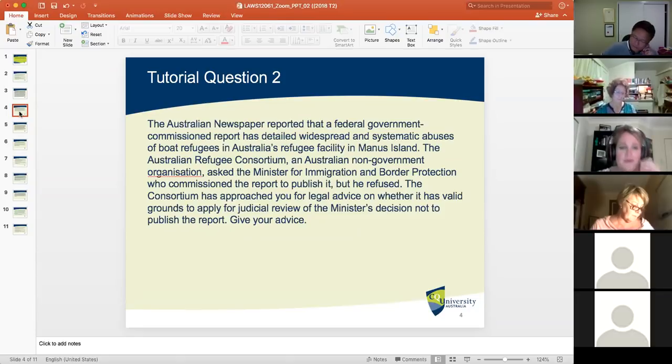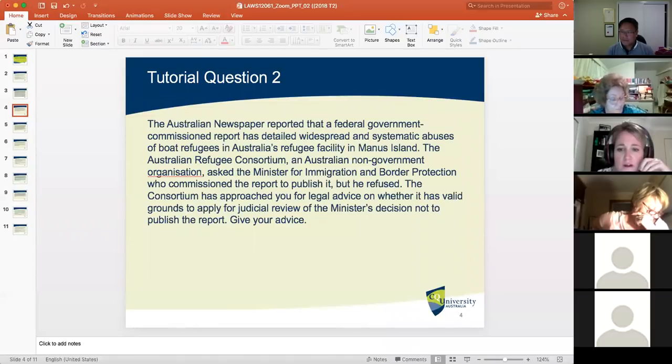The Australian newspaper reported that a federal government commissioned report has detailed widespread and systematic abuses of boat refugees in Australia's refugee facility in Manus Island. The Australian Refugee Consortium, an Australian non-government organisation, asked the Minister for Immigration and Border Protection, who commissioned the report, to publish it, but he refused. The consortium has approached you for legal advice on whether it has valid grounds to apply for judicial review of the Minister's decision not to publish the report. Give your advice.